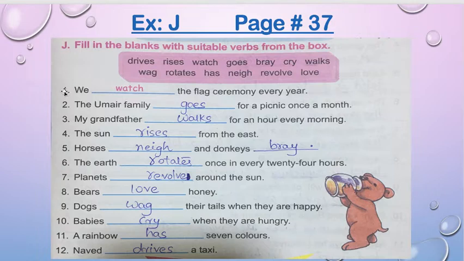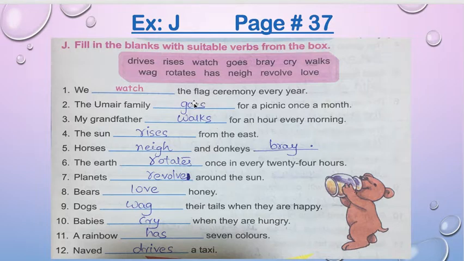First one, we dash the flag ceremony every year. Watch. So here watch is the verb and verb is in singular form. Why is it in singular form? Because we is the subject here and we is in plural form. So when the subject is plural, the verb will be singular. Got it? Next, the Umair family dash for a picnic once a month.